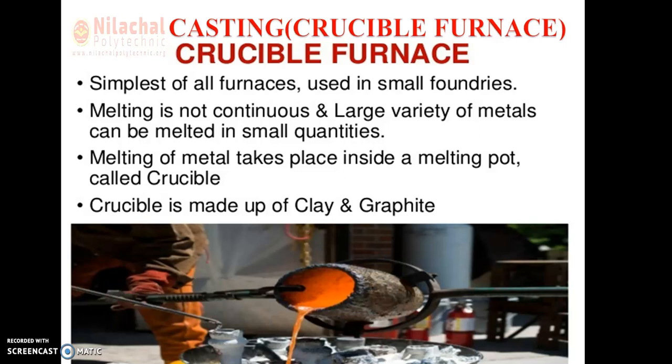So basically in your course, it is about the crucible furnace and the cupola furnace. The cupola furnace melts ferrous material, and basically we use the crucible type furnace for non-ferrous material. Here in the crucible type, the entire melting takes place within a melting pot called a crucible, which is made of clay and graphite. It can be employed for both ferrous as well as non-ferrous metal, but we basically use it for non-ferrous metals.